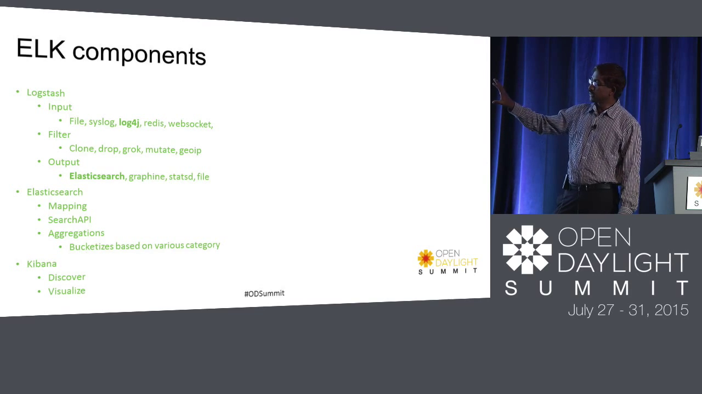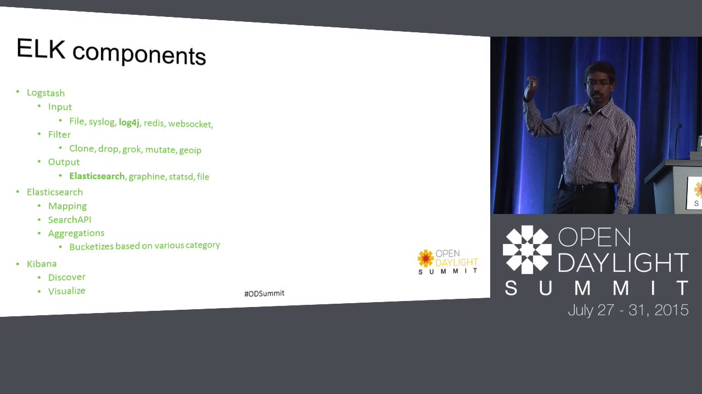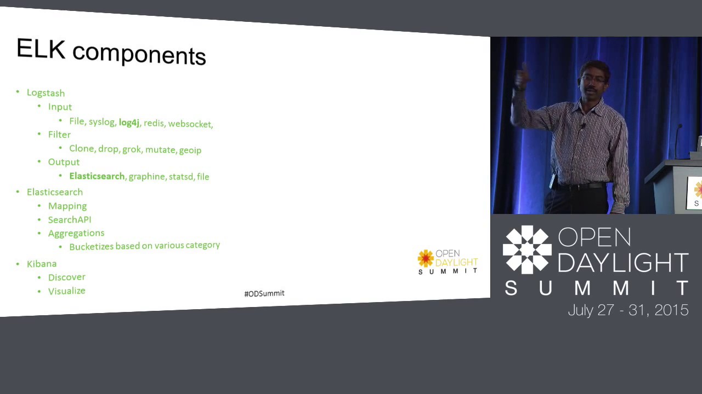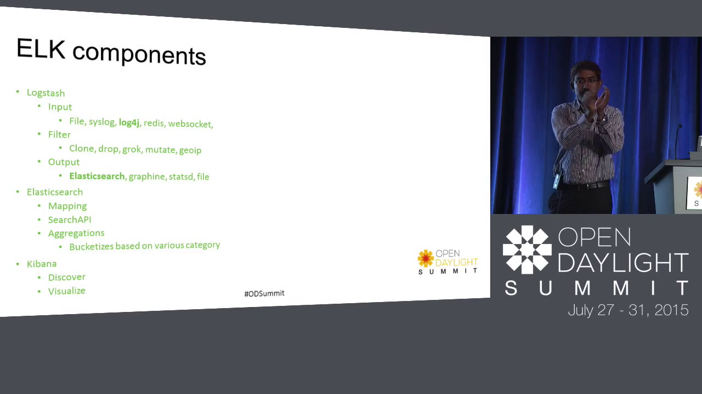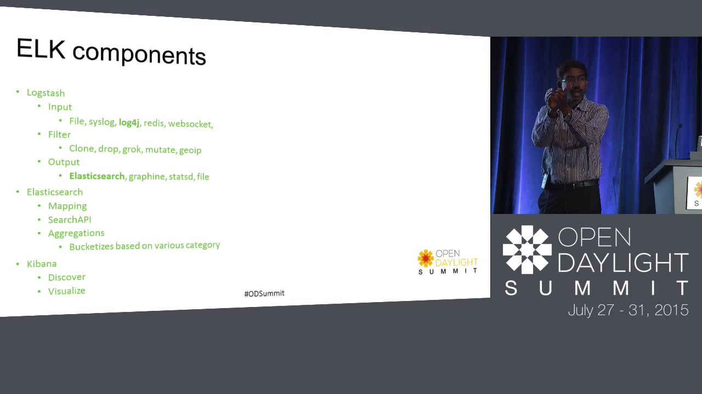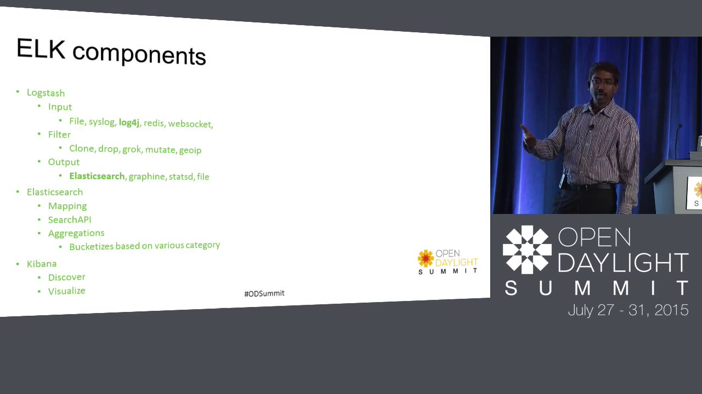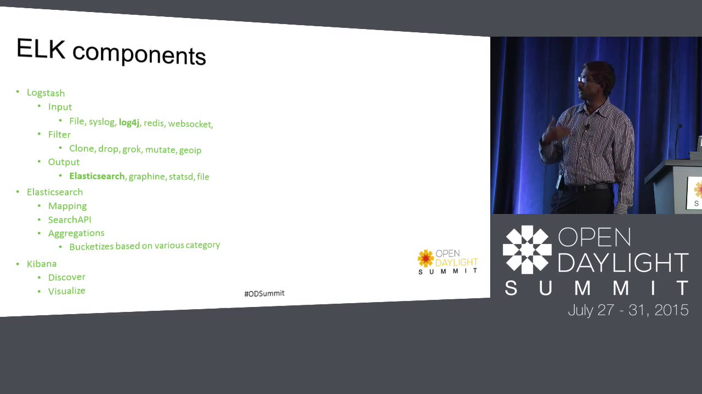And then what Elasticsearch does is a mapping. You can say that this parameter corresponds to time. You can configure that this parameter corresponds to a source port. You can configure that this particular item in this column corresponds to a destination port, right? You map it, and then it also provides you search.